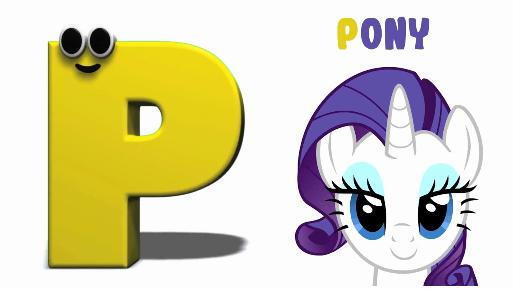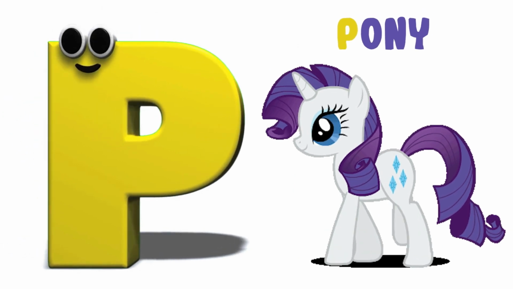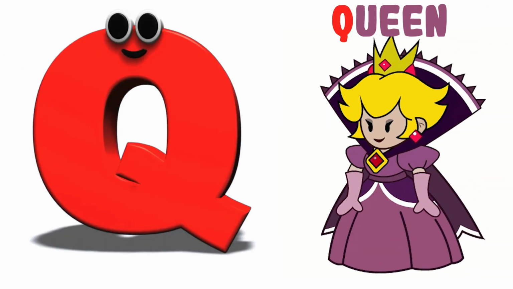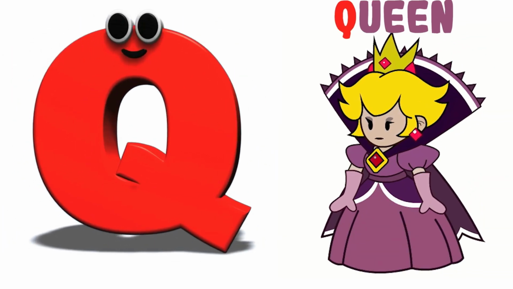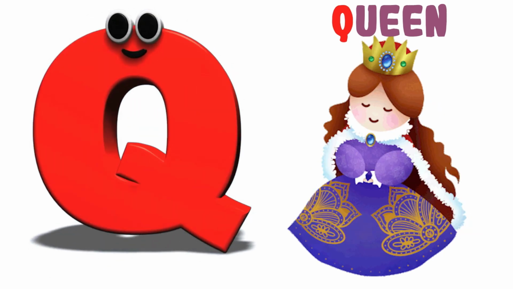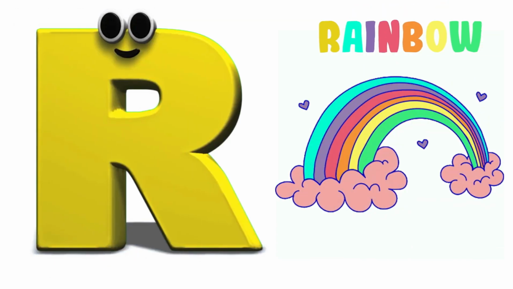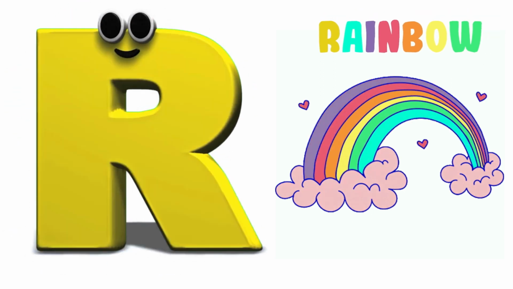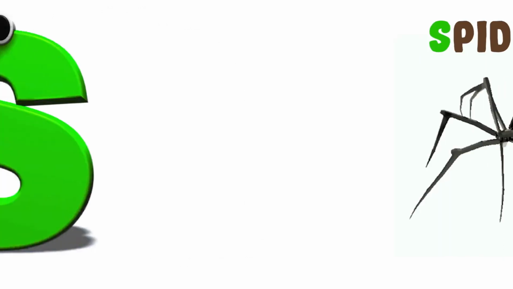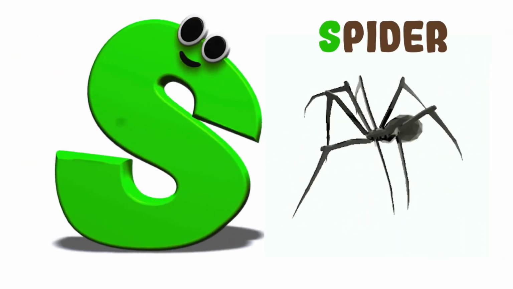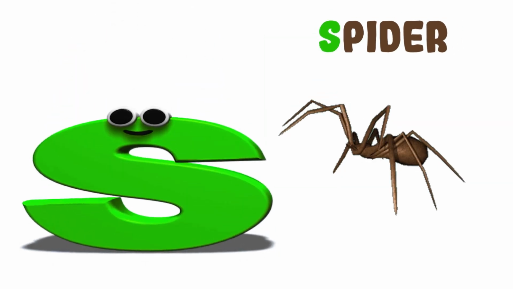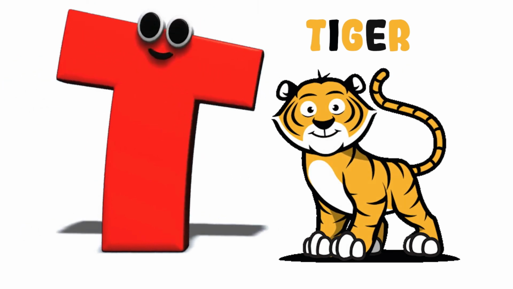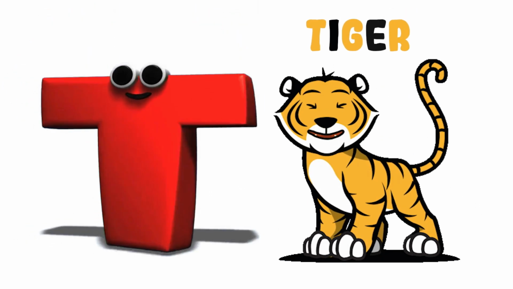P is for pony. Q is for queen. K, k, queen. R is for rainbow. R, rainbow. S is for spider. S, spider.